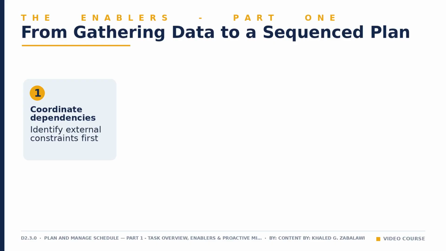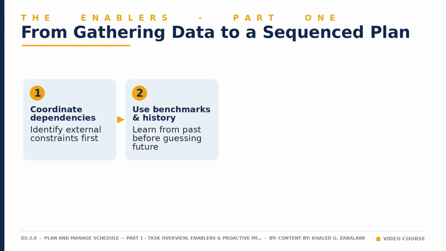First, coordinate with other projects and operations. Before you sequence a single task, identify the external constraints and dependencies outside your control: a shared resource, a facilities upgrade, another program's deliverable, anything your schedule must be built around rather than against. Second, utilize benchmarks and historical data. Ground your estimates in what similar past projects actually took to complete, rather than guessing. This is the foundation for analogous estimating, which you will apply in just a moment.